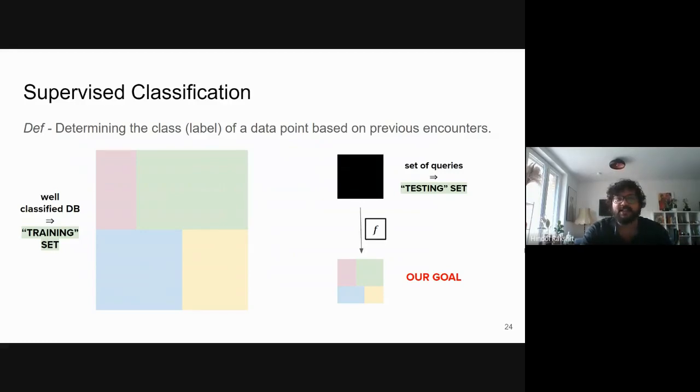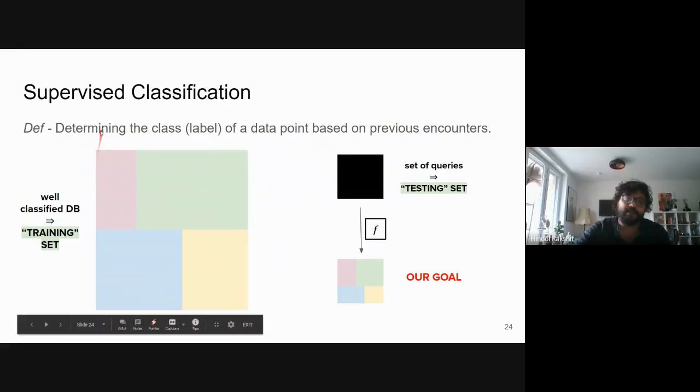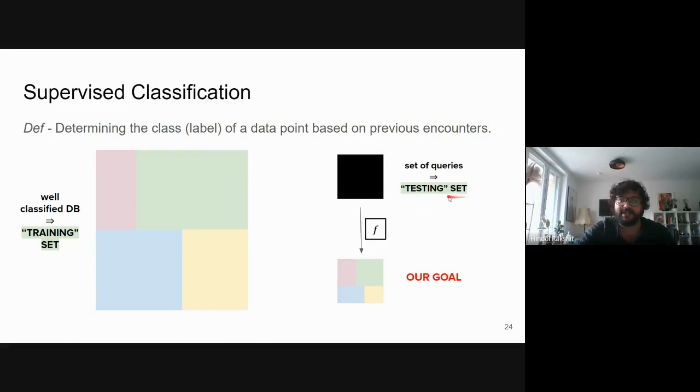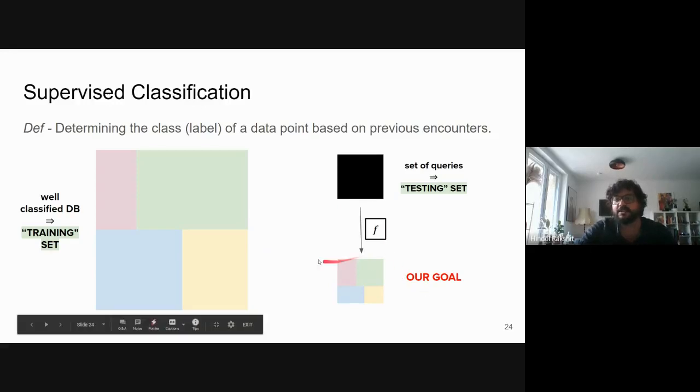In supervised learning, you have a training set. The training set is actually a well classified database. So it's not just a collection of data points, but each data point is associated with labels. So that when you get a set of queries, which is actually your testing set, you apply the classifier that you create. Based on that, your goal is to properly classify the testing set.